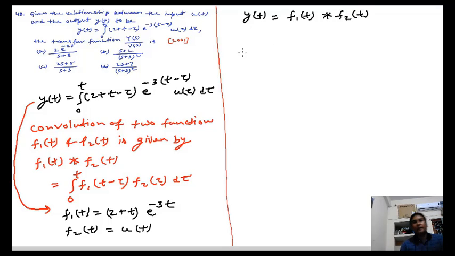Now if we take the Laplace transform of y(t), then this convolution will convert into multiplication. So after taking the Laplace transform, we can write Y(s), which is the Laplace transform of y(t), equal to F1(s), the Laplace transform of f1(t), multiplied by F2(s). So what is F1(s) and what is F2(s)?